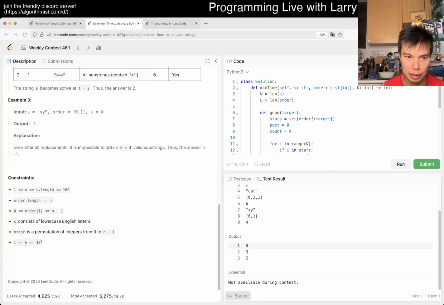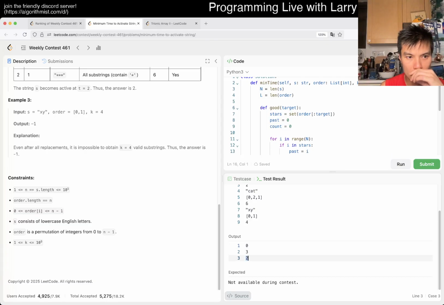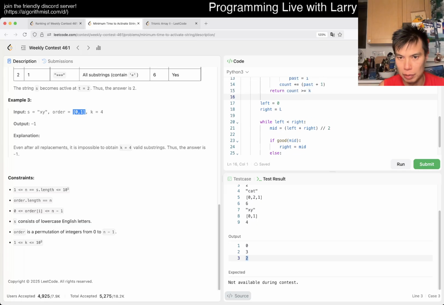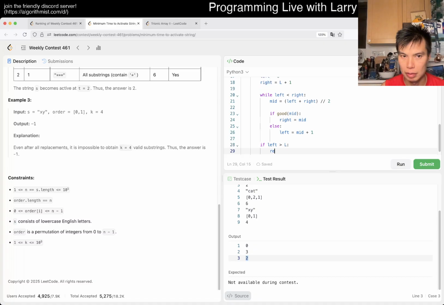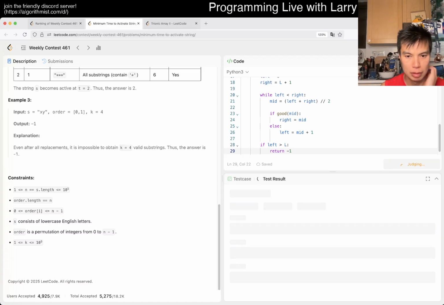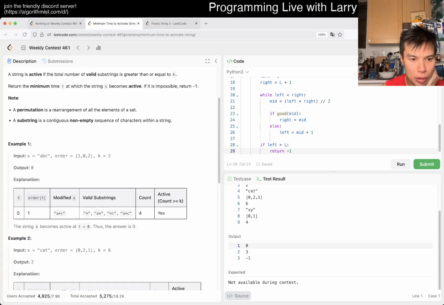Also, we have to do -1. How did I get 2? Oh, I think 2 is just the biggest number. So we can do something like this. And if, I think that's fine. Still wrong on part 2 though.